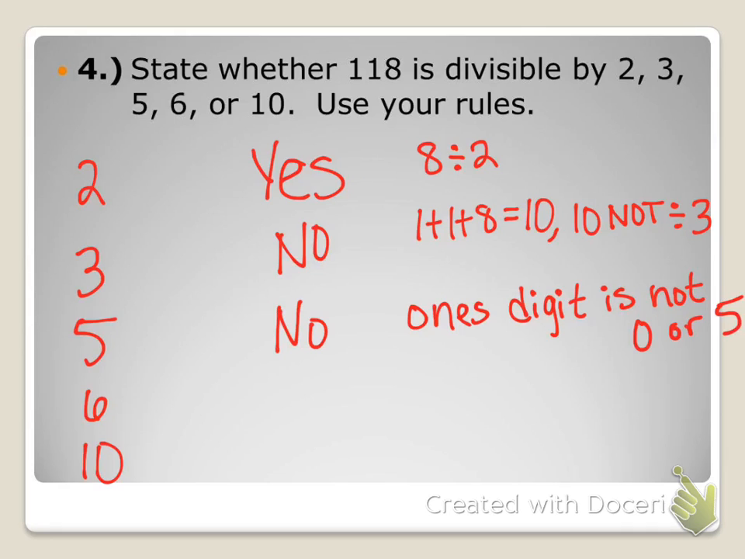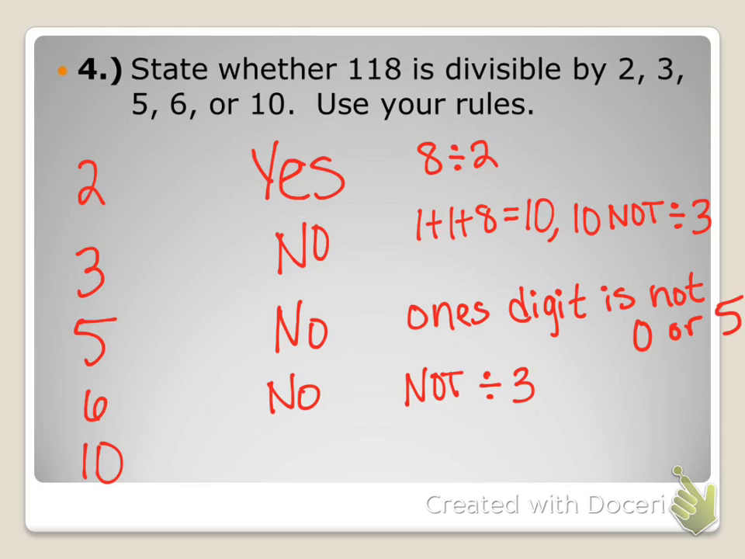All right, we move on to 6. Deja, is 118 divisible by 6? No, I agree with the no answer. Keon, why is 118 not divisible by 6? Very good. It's not divisible by 3. So therefore it cannot be divisible by 6. It's got to be divisible by both 2 and 3.